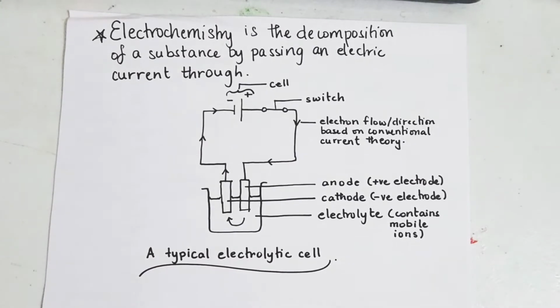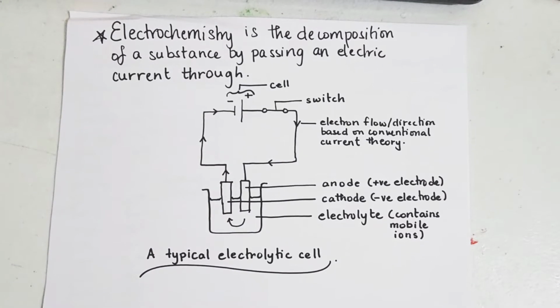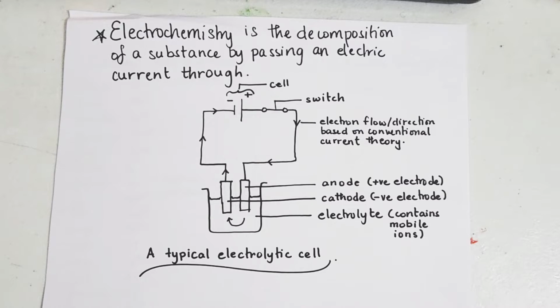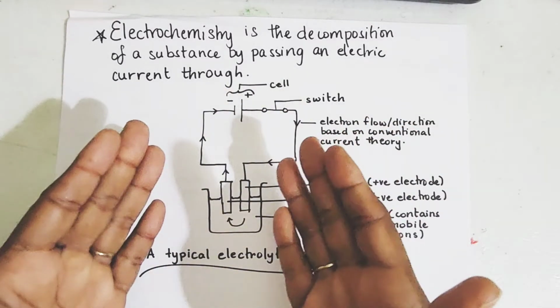Okay, good night. So we're going to focus on the first part of electrochemistry. Electrochemistry is the decomposition of a substance by passing an electric current through it. So this is a branch of chemistry where we involve the behavior of a substance while a current is passed through it.